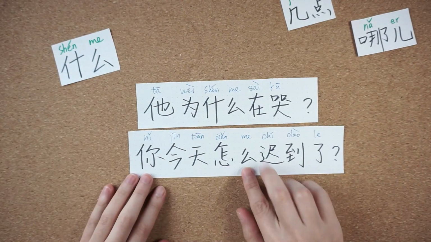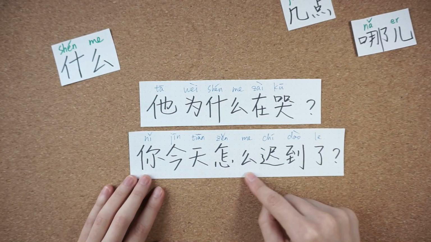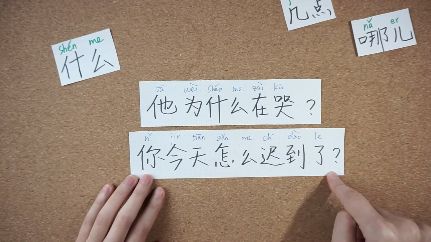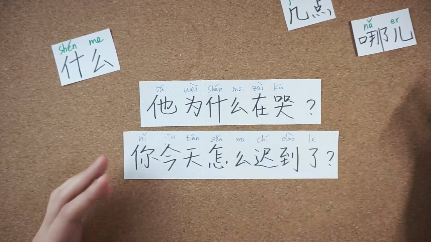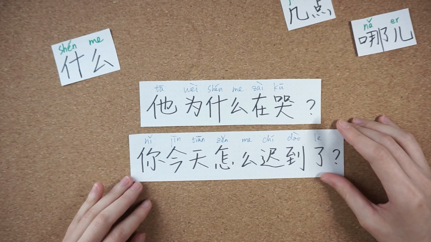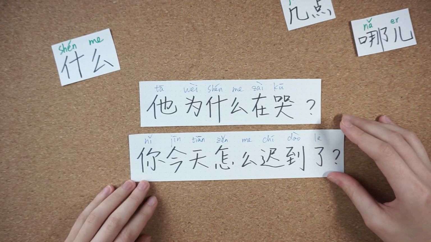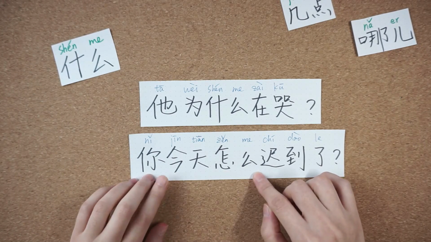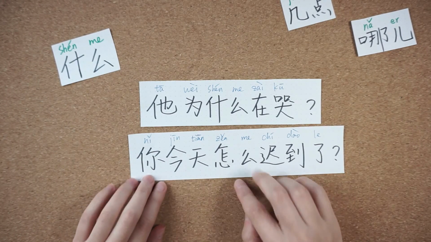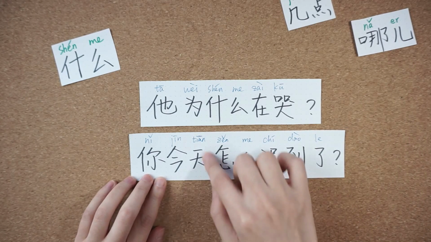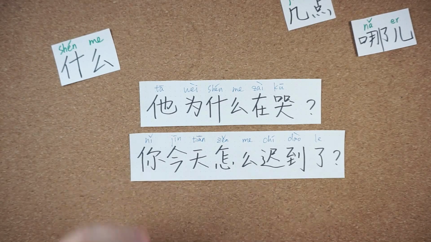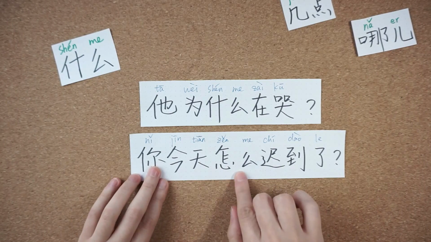Next one, using 怎么. 你今天怎么迟到了? You today, how come? Why? 迟到了 late. In this context, probably you are someone who is always on time. But why are you late today? Is unexpected. 怎么 is also usually used after a subject. And we know time phrase 今天 is also attached after the subject and it's more flexible than other parts of speech. So it's okay we put 今天 before 怎么.